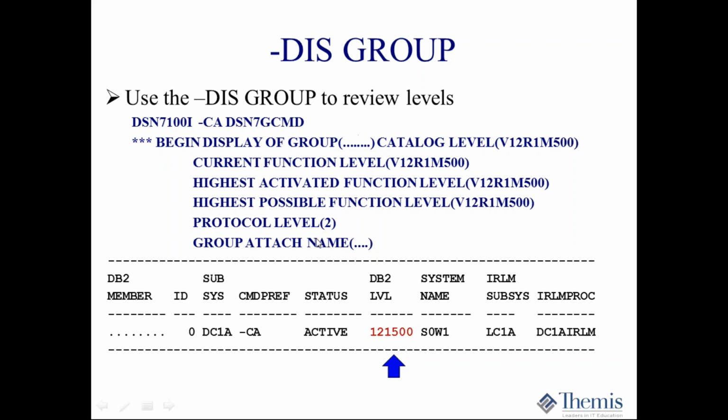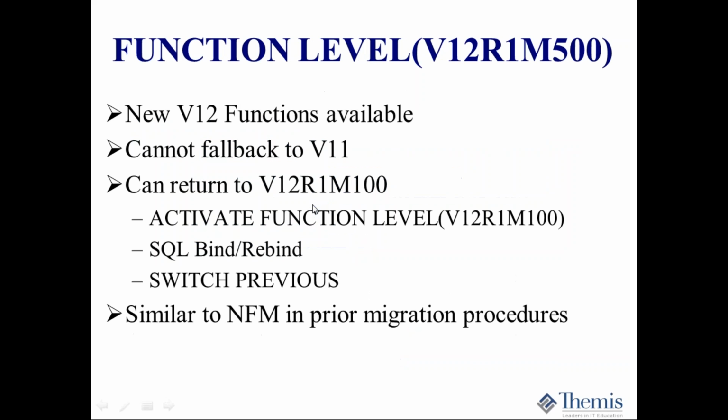Your startup messages when you start that subsystem will also tell you what the code level is. It'll show you the current function level and the highest activated level during startup processing. Once you get to 500, all the new version 12 functions available in that modification level are available for use. Once you attempt an activate of 500, you cannot fall back to version 11.